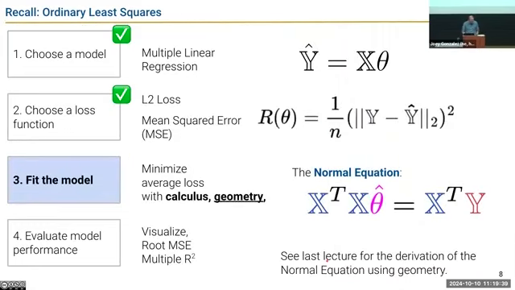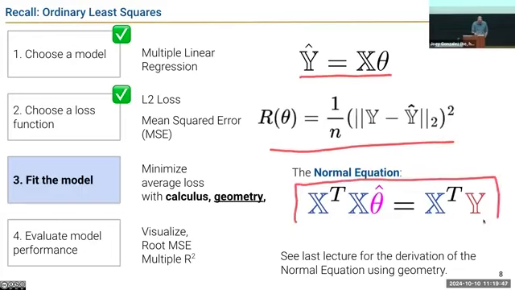Ask questions. Okay. So now we have our model. We have our loss. And then in last lecture, we derived this amazing equation.